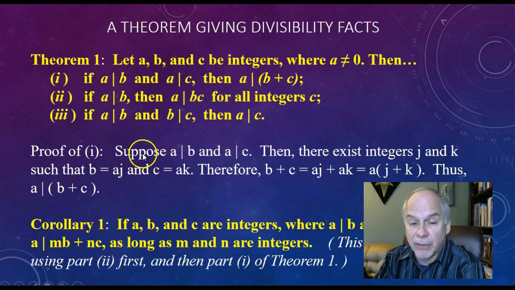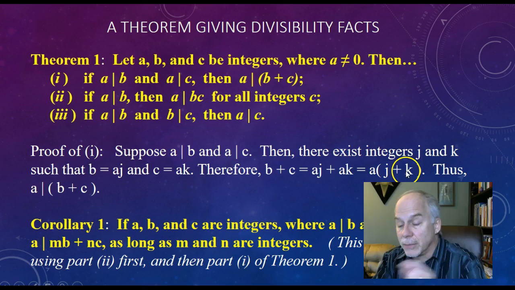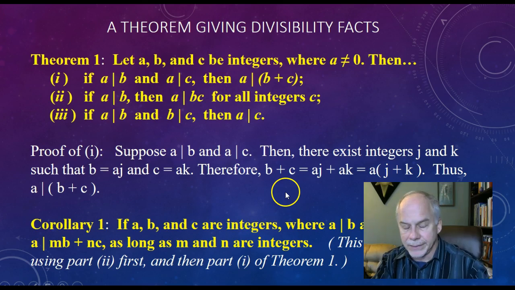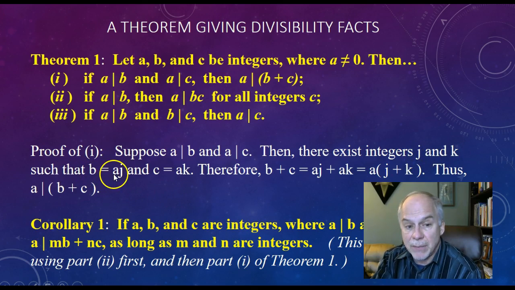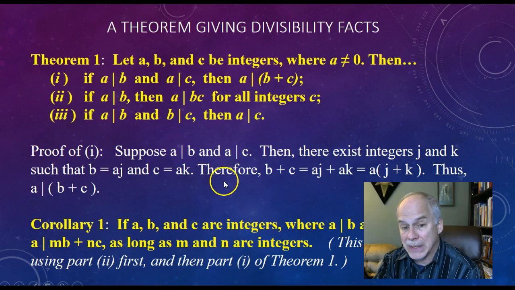So here's a proof of it, and it uses the definition of a divides b and a divides c. So you say, suppose a divides b and a divides c, then there must exist integers j and k. This is like the c in the definition, but we're using c for a different thing here. So there exist integers j and k such that b is equal to a times j, which basically says b is a multiple of a, and c equals a times k.